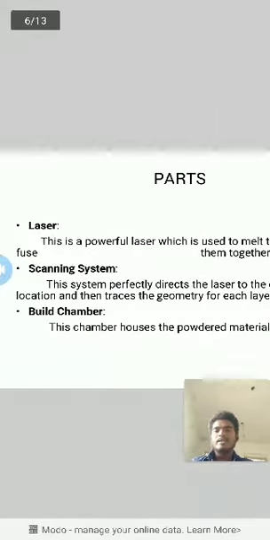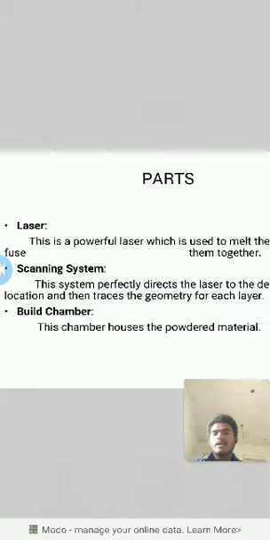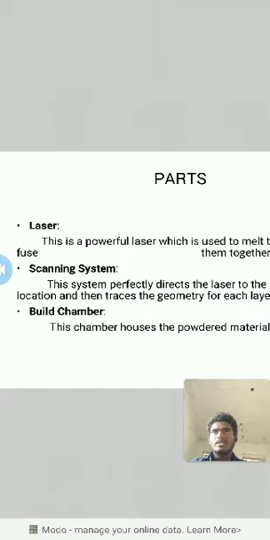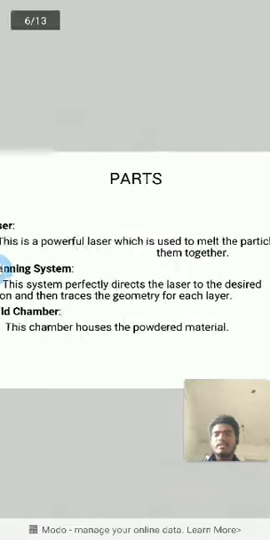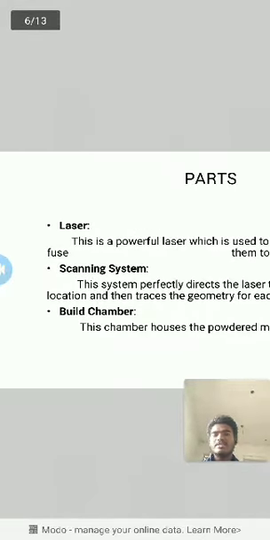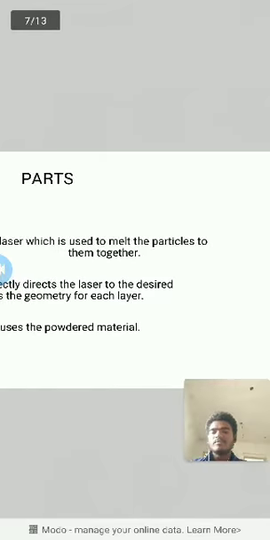These are the parts in SLS technology. First part is laser. The powerful laser is used for melting the powder material. Scanning system: the laser is directed to the desired location and traces the geometry. Next one is build chamber. Build chamber has the powder material.